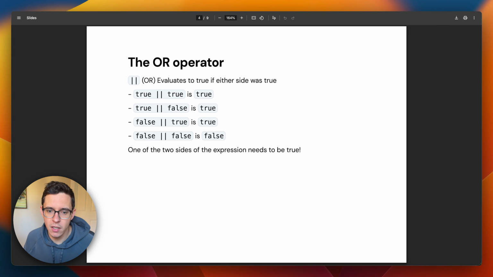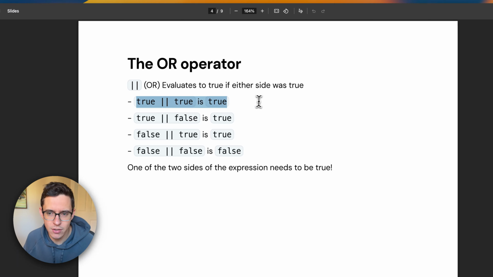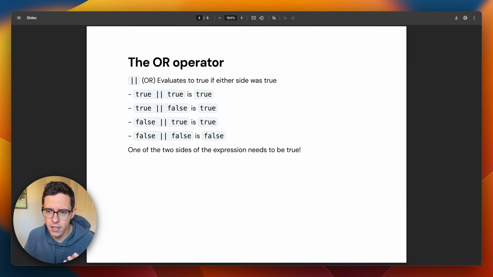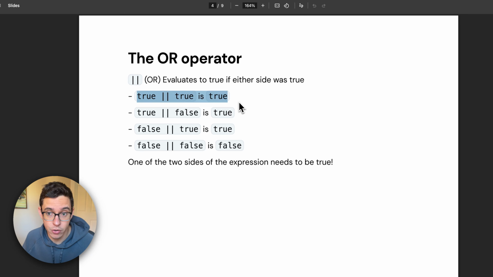The OR operator evaluates to true if either side was true. So what this means, so true or true is true. That seems a little bit weird because it's like, well, it's not one or the other. Both of them are true, but that evaluates to true. And so what this means is at least one of the things is true. So if at least one of the things is true, then it's going to evaluate to true. So if both are true, that's at least one, so it's true.